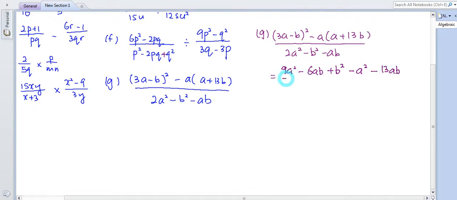Okay, so for this one, I will encourage you to rearrange the terms here. Become 2a squared minus ab minus b squared. Okay, like this. So here we try to simplify 9a squared minus a squared. You get 8a squared, right?